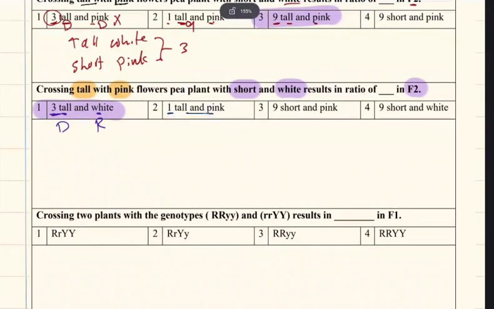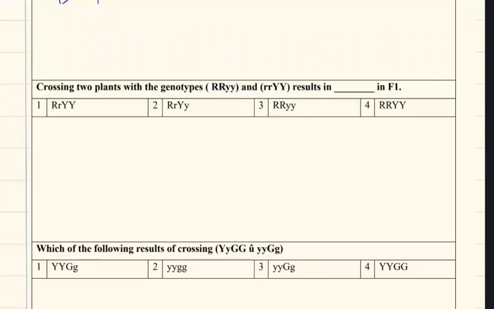Tall and pink, no, it should not be. 9 short, recessive will not give us 9. Let's look at other types of questions which appear in ministry exams.